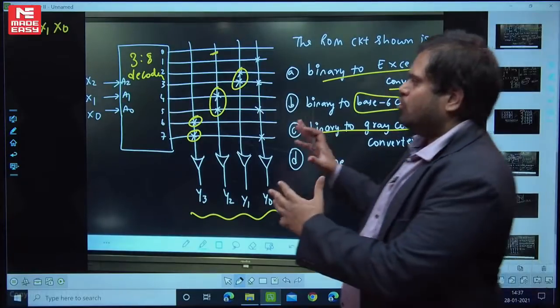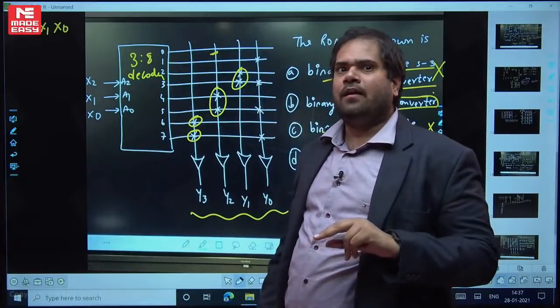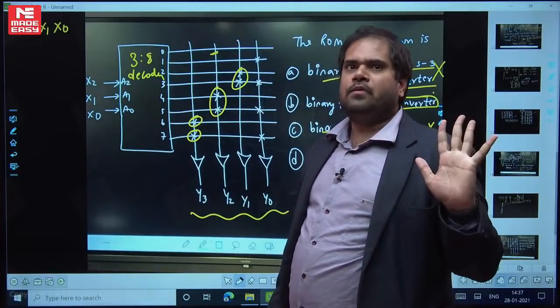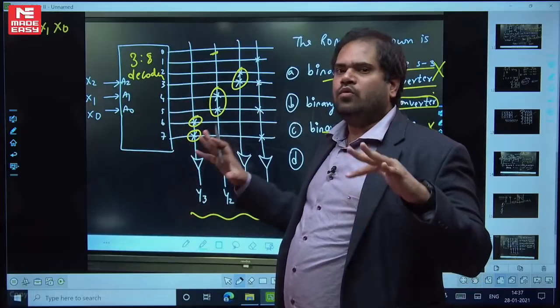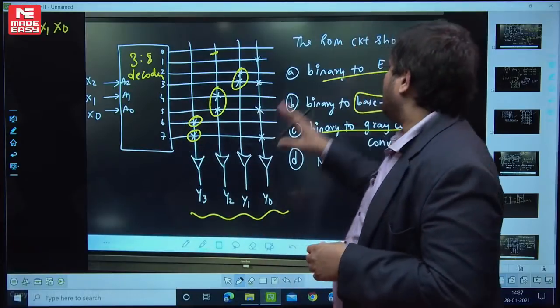The last question based on the ROM, please. ROM question. Suppose some question comes like this. ROM या PLA भी दे सकता है. Same story. PLA दिया भी, फिर भी same story. Just find the min terms. Okay. And you see the logic please. Understood? See the logic. ये model question भी आ सकता है.